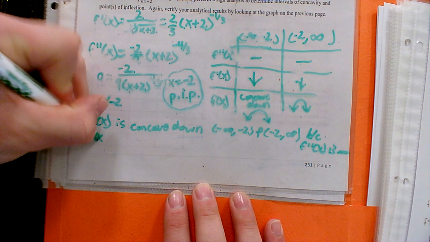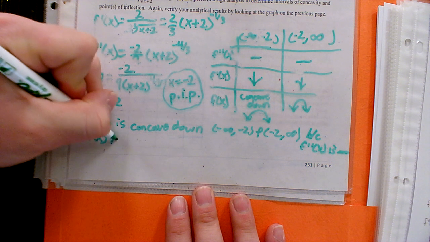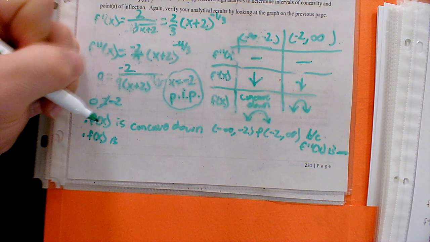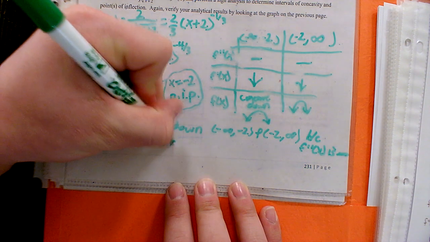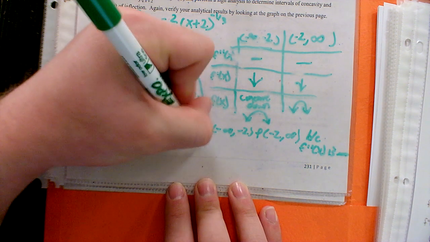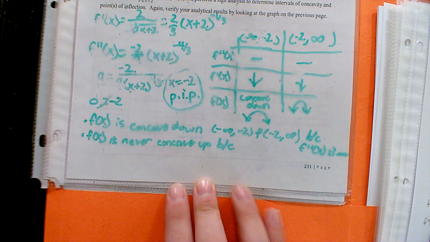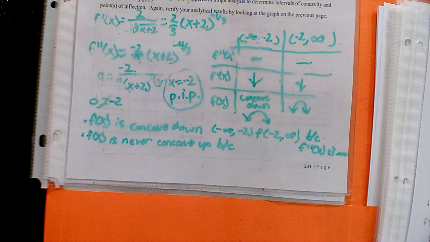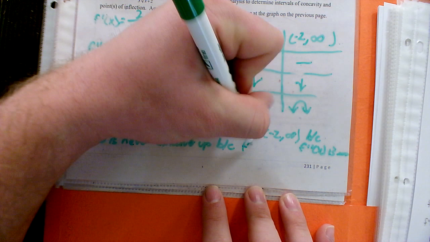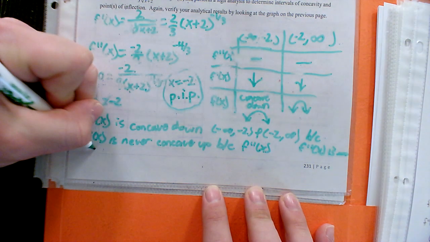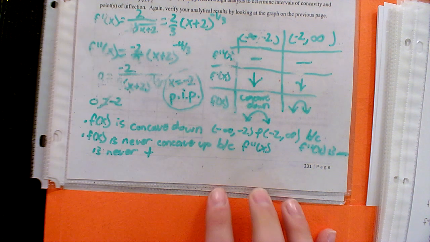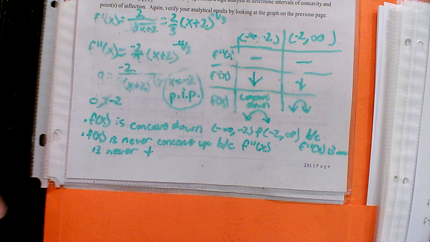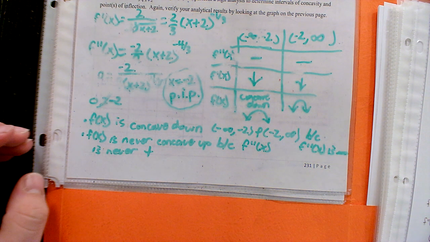F of x is never concave up because why? Why is it never concave up? F double prime of x is never positive. Exactly, because f double prime of x is never positive. Very good.